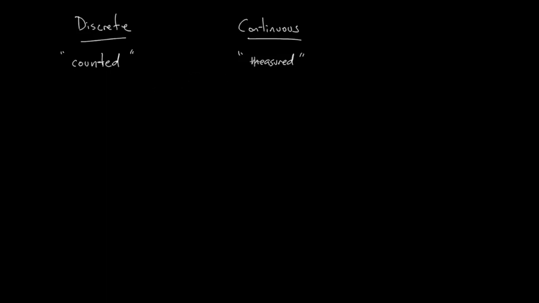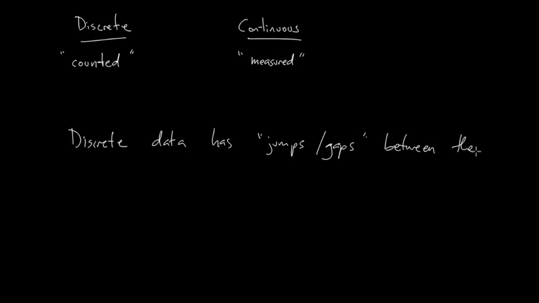There are going to be some situations where you would not necessarily count or measure your values, and so you could be confused as to which chapter you should be dealing with. So let's look at another way of talking about discrete. Discrete data has what I'll call either jumps or gaps between the possible values.